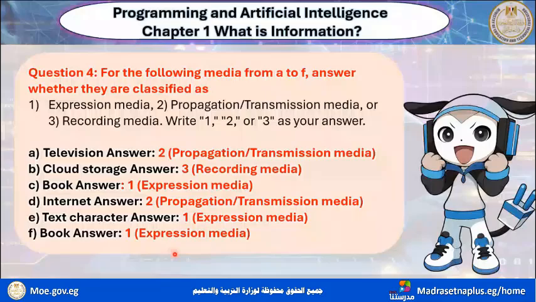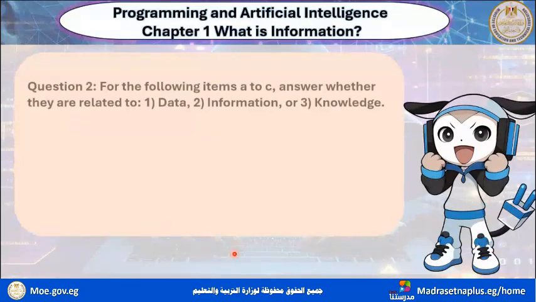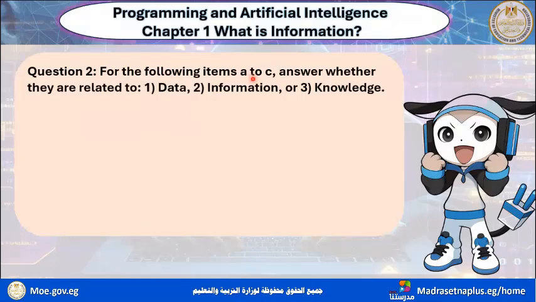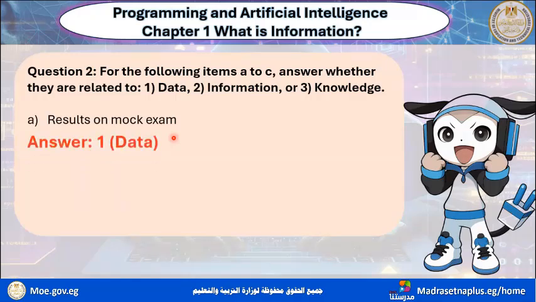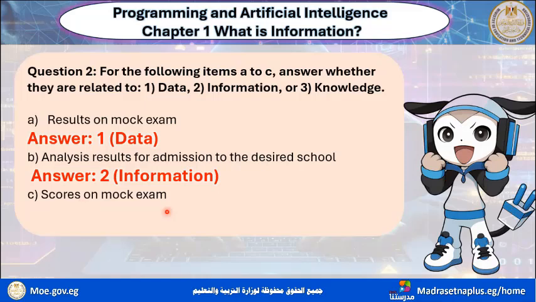Well, check your knowledge, check the information we gave you through these questions. For the following items, A to C, answer whether they are related to data, information, or knowledge. So, results on mock exam, they are a type of data. Analysis results for admission to the desired school, well, this is a type of information. And finally, we have scores on mock exam. So they are a type of data.